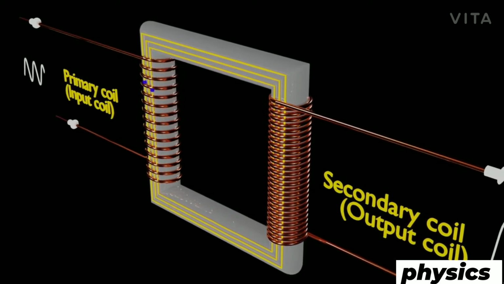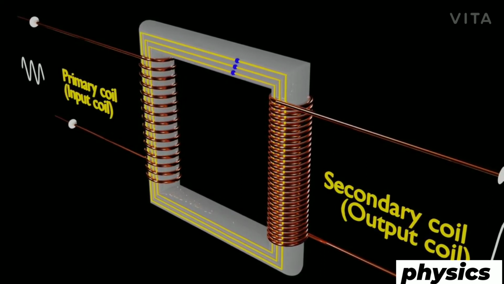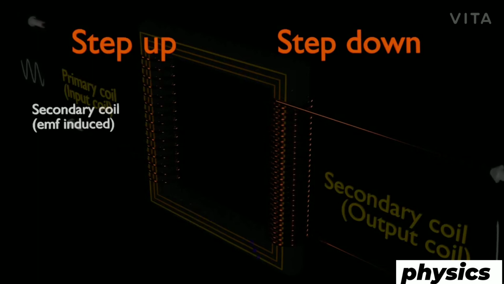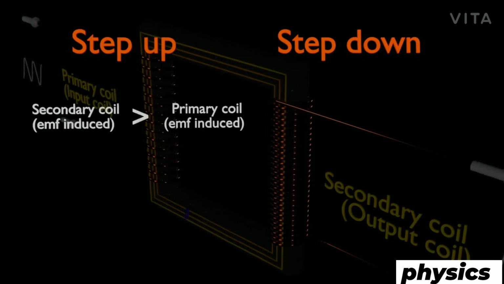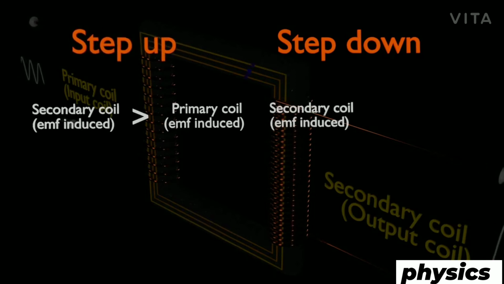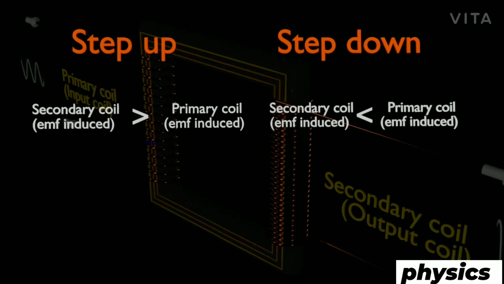Because transformers can step up the voltage or step down the voltage, they are classified as step up and step down transformers. If the EMF induced in the secondary output coil is higher than the EMF induced in the primary coil at input, then this type of transformer is called a step up transformer. And if the EMF induced in the secondary output coil is lesser than the EMF induced in the primary coil at input, then this type of transformer is called a step down transformer.